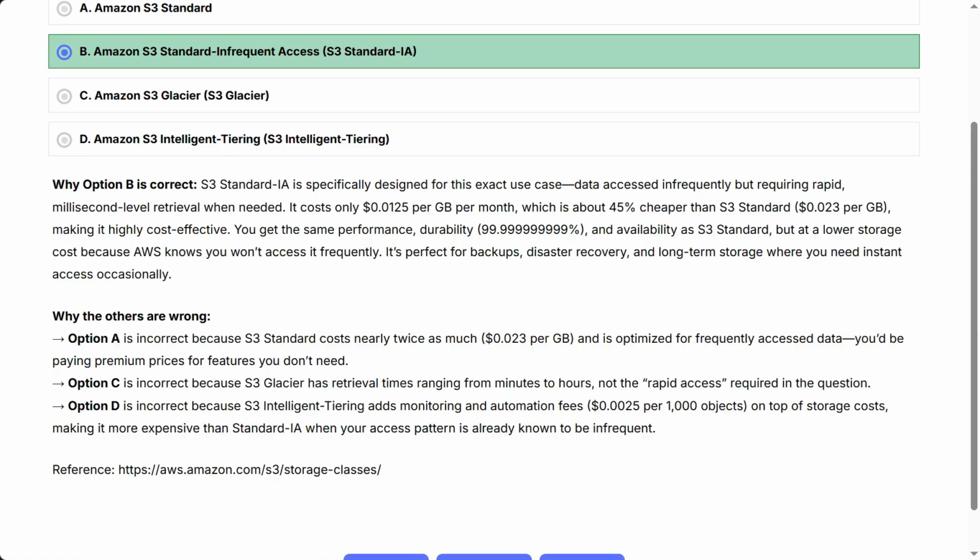Why the others are wrong? Option A is incorrect because S3 Standard costs nearly twice as much, $0.023 per GB, and is optimized for frequently accessed data. You'd be paying premium prices for features you don't need.